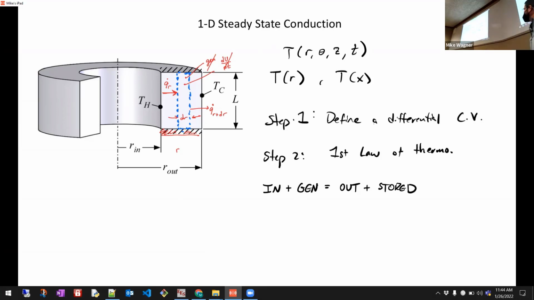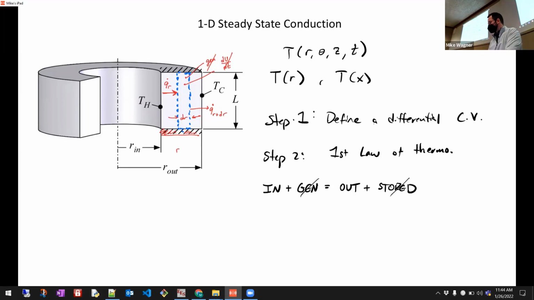Right? That's our energy balance, and it's a lot simpler than thermal. You take thermal, you spend a lot of time on the energy balance. For heat transfer, it's usually very straightforward. As I said again, we don't have generation, we don't have storage, so we just have in equals out.